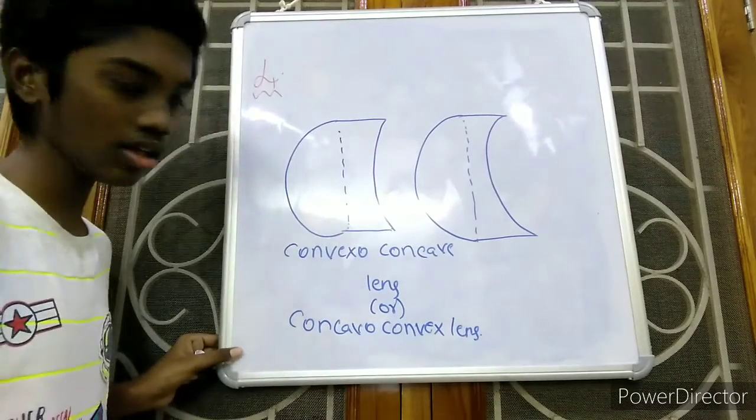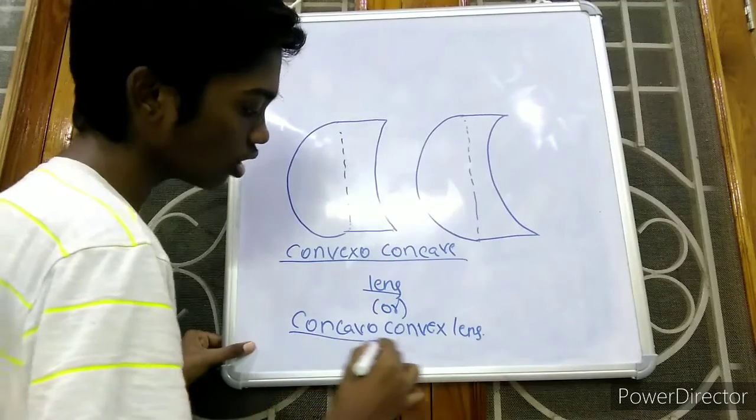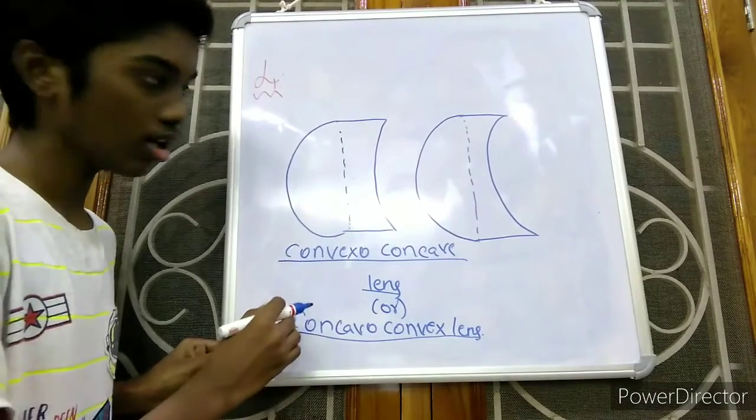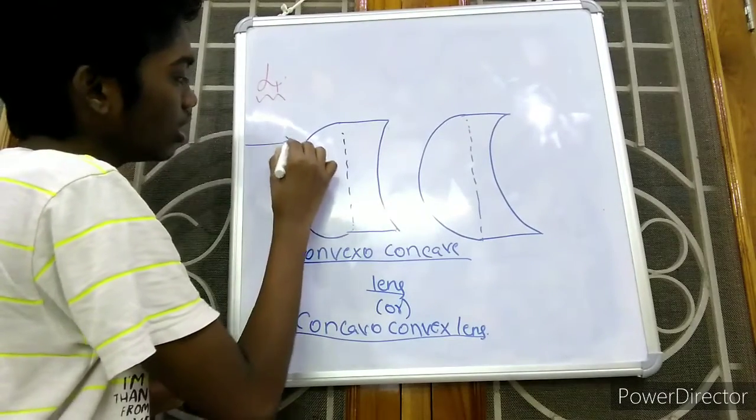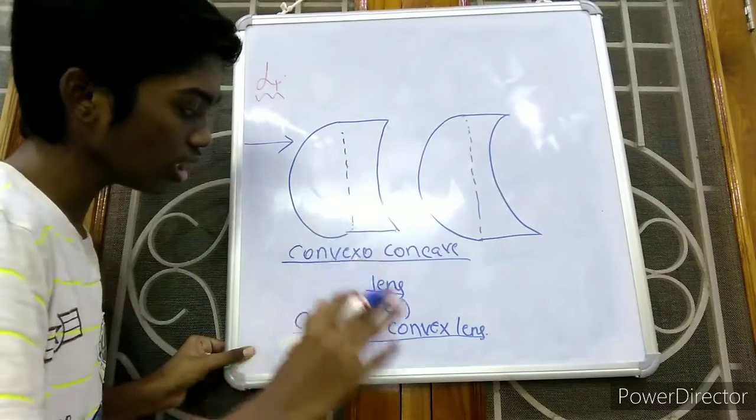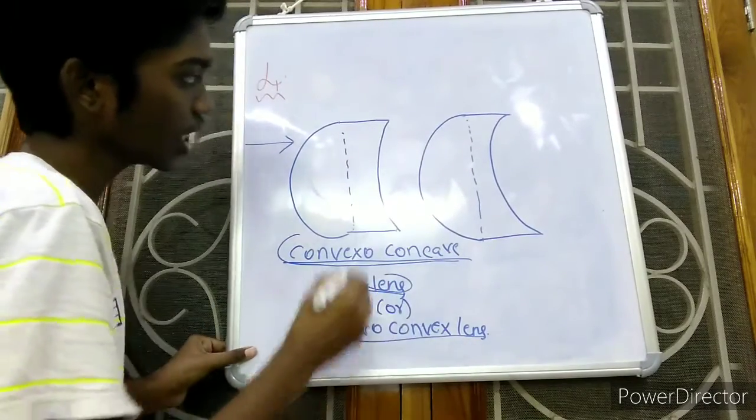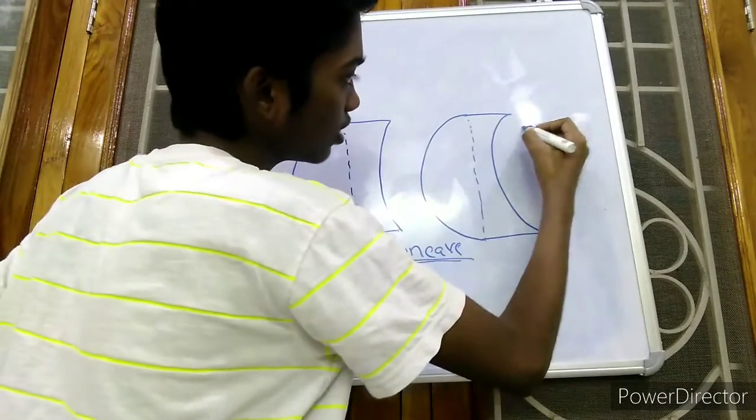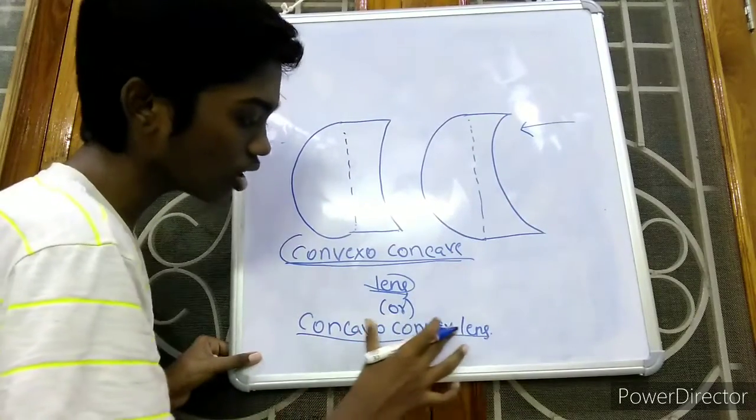If I ask you a question, what is the name of this lens, either convexo-concave lens or concavo-convex lens, we can't answer this question because in this lens there is no direction of light given. If the direction of light is given in this manner, first the incident ray or the light ray hits the convex lens, so as it is hitting the convex lens first, it can be called as convexo-concave lens. If the direction of light ray or the incident ray is given like this, first it will hit the concave lens, so it can be called as concavo-convex lens.